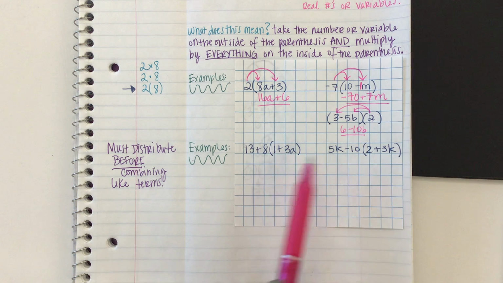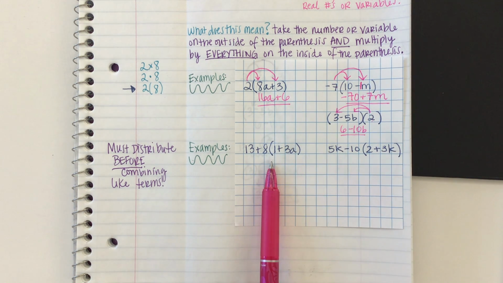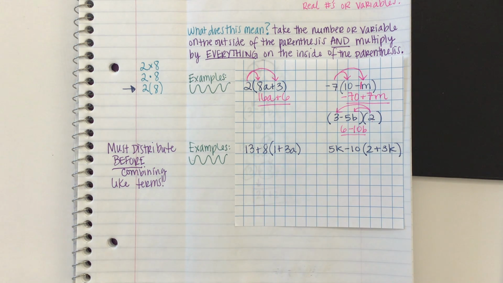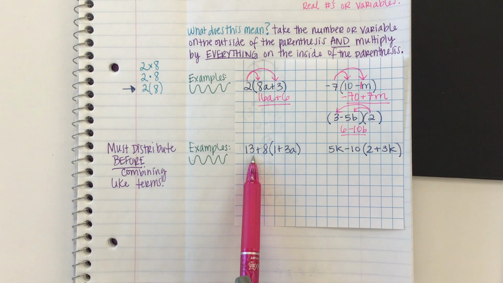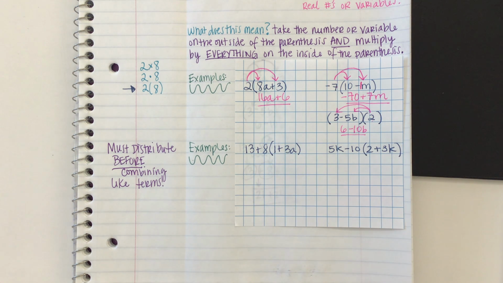Okay, these two examples now involve multiple steps. Not only will you have to distribute, but you will have to combine like terms afterwards. That's why over here on the left, I wrote a very important hint. You must distribute before combining like terms. Again, this goes back to PEMDAS. The parentheses go first before you add or subtract. You cannot add first, okay? You must get rid of the parentheses before you can add or subtract, okay?